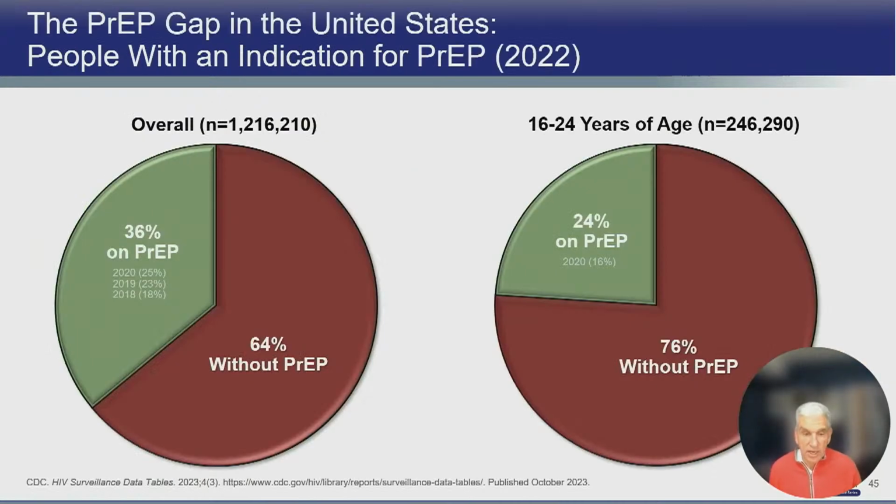The PrEP gap in the United States is a big difference between people with an indication for PrEP. We see one-third overall on PrEP, two-thirds without. And yet when you look at adolescents, 24% on and 76% without.